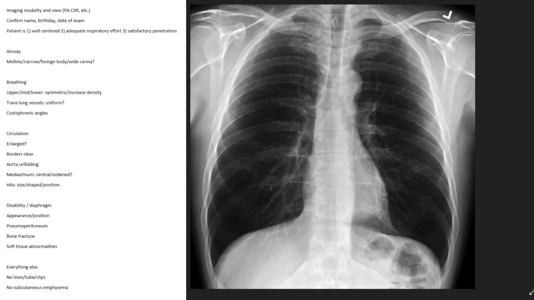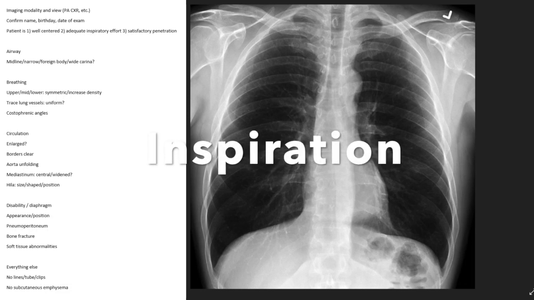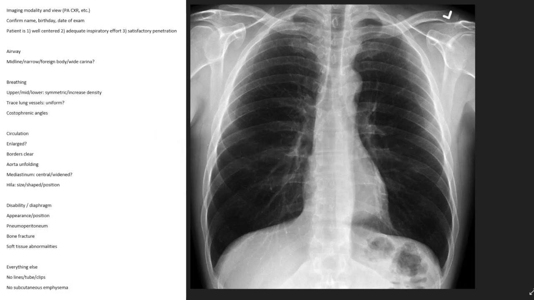And then you want to look at the inspiratory effort, so you can either look at the anterior ribs, which are the ribs here that slope downward, or the posterior ribs, which slope outward. You'd like to see 10 posterior ribs or 8 anterior ribs to say that this is good inspiratory effort. Here you can see 1, 2, 3, 4, 5, 6, 7, 8, 9 anterior ribs, and then a lot of posterior ribs, so you know that this had good inspiratory effort.